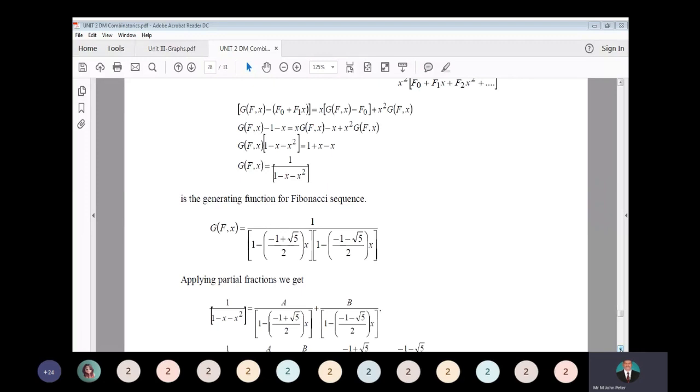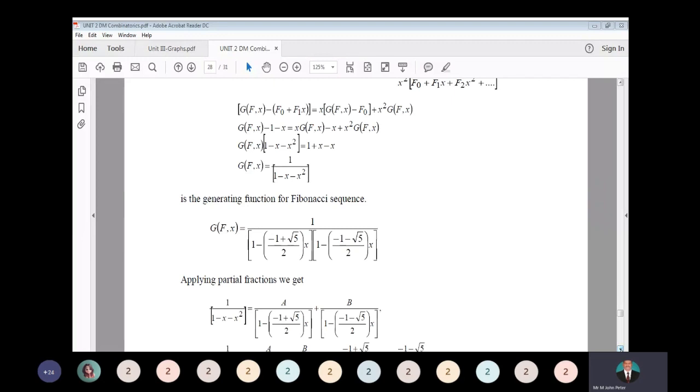So g(x) is 1 divided by 1 minus (−1 + root 5)/2, and another factor 1 divided by 1 minus, inside the bracket, (−1 − root 5)/2 into x. So we already solved the Fibonacci sequence concept in one problem. There we identified the root, and that root is straight away used here. Okay, don't get confused. We can find the root separately using this formula.